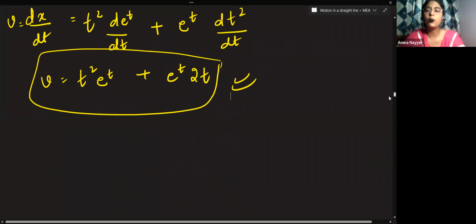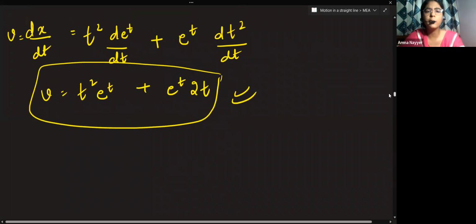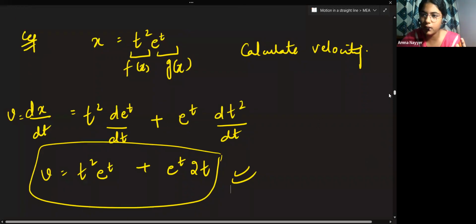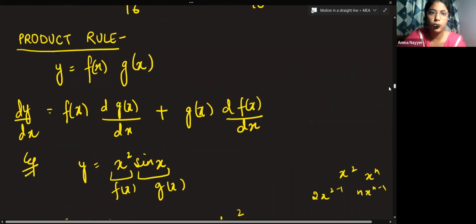All right. Now, before talking about the quotient rule, because the quotient rule has a different formula and logic for solving, please note down this product rule first.